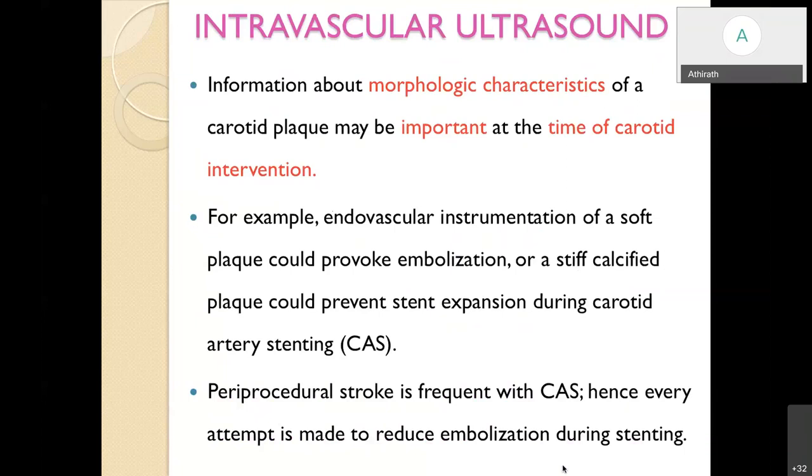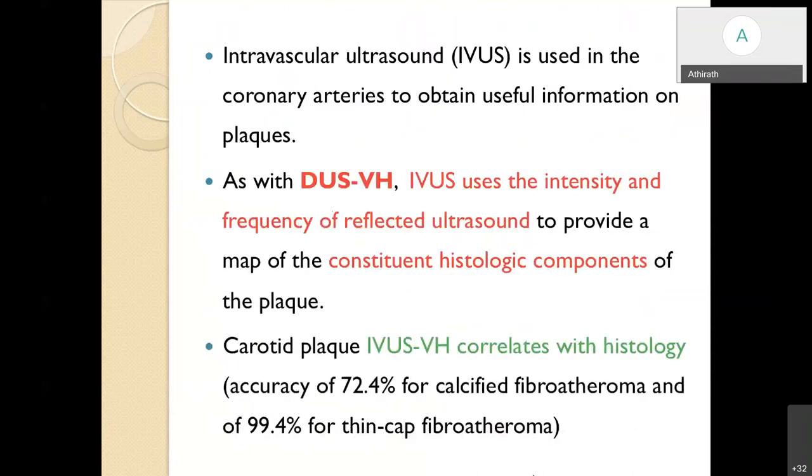For example, endovascular instrumentation of a soft plaque could provoke embolization, or a stiff calcified plaque could prevent stent expansion during carotid artery stenting. As periprocedural stroke is very frequent in carotid artery stenting, every attempt should be made to reduce embolization during stenting. Now, how does intravascular ultrasound help us? We can know the plaque consistency or the morphology in an intravascular ultrasound.